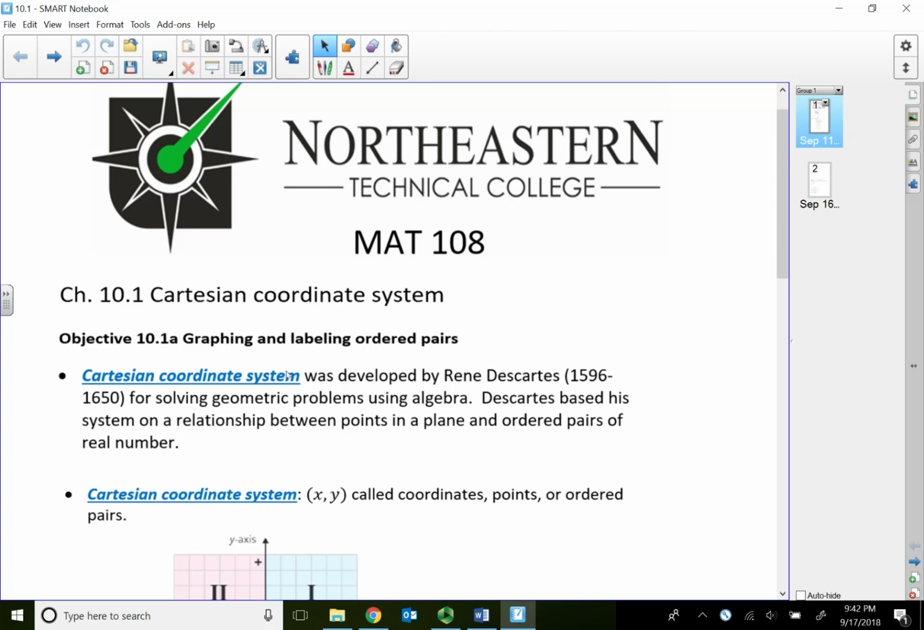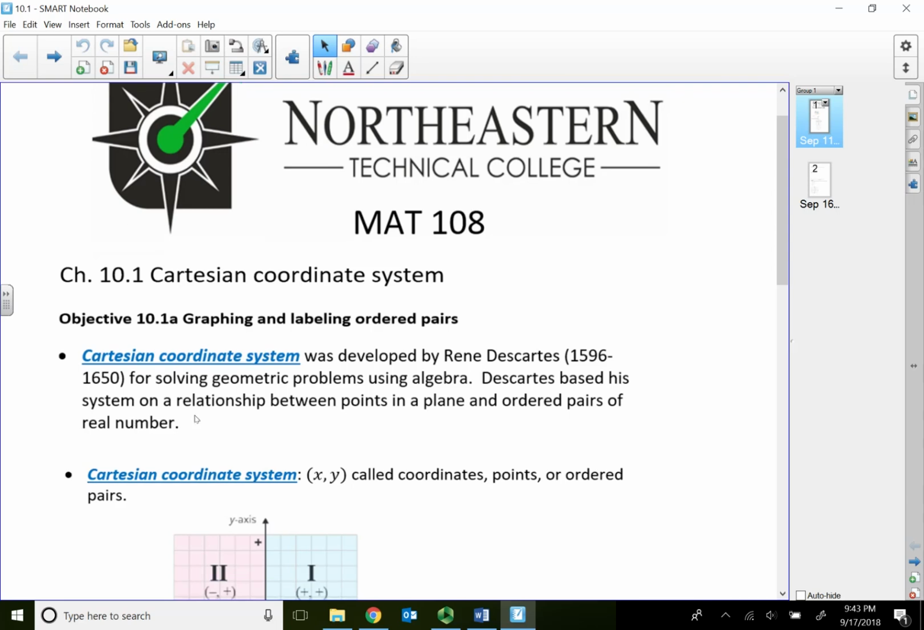school, was developed by René Descartes, who lived from 1596 to 1650. So René Descartes developed this Cartesian coordinate system for solving geometric problems. Okay, he was using this for geometric problems using algebra. So he based his system on a relationship between points in a plane and ordered pairs of real numbers.